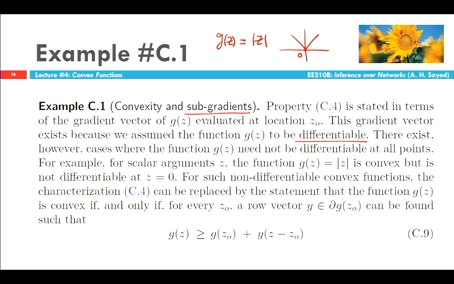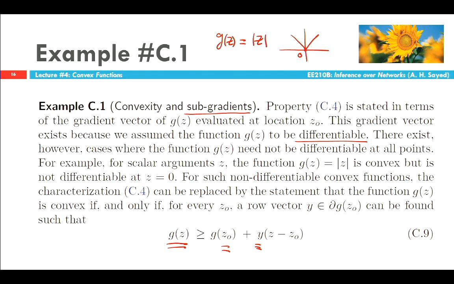What a subgradient is: if g is a convex function, and z0 happens to be a point where the function is not necessarily differentiable, like 0 in this particular example, z0 equals 0, then a subgradient is any vector y, in this case I chose it to be a row because the gradient was a row, any vector y that makes this inequality hold. That would be called a subgradient. You understand? That's the definition of a subgradient. Any vector y that you can use here in place of the gradient vector, which doesn't exist in this case.